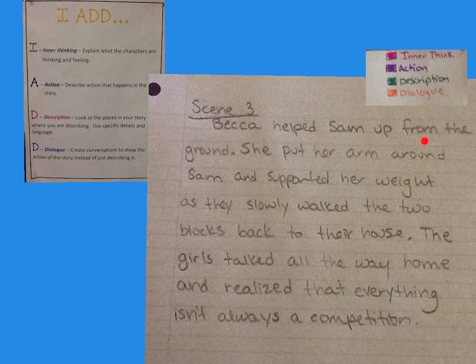Becca helped Sam up from the ground. She put her arm around Sam and supported her weight as they slowly walked the 2 blocks back to their house. The girls talked all the way home and realized that everything isn't always a competition.